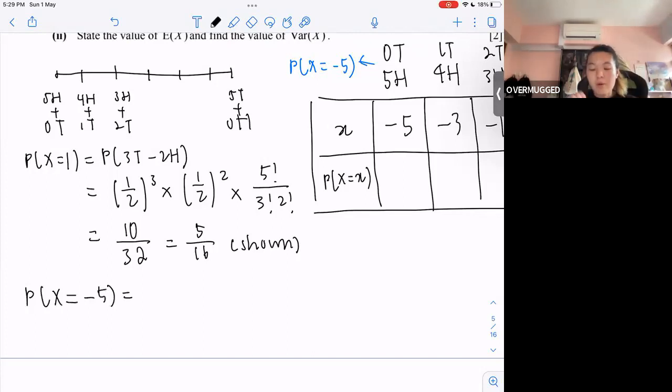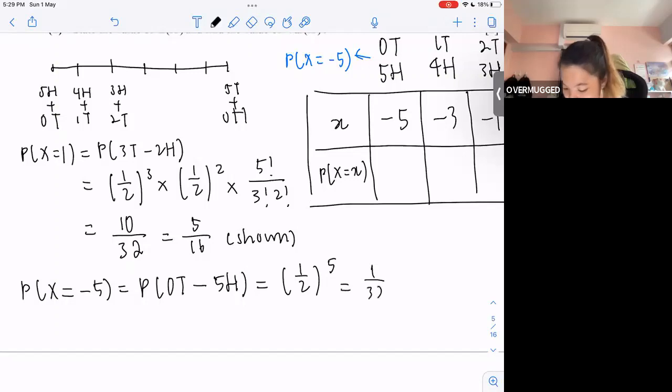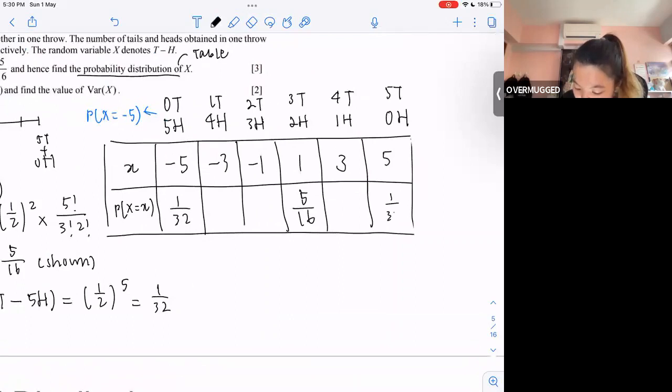This would be what? The probability of there being 0 tails and 5 hits. If I have 0 tails, then it's just going to be nothing, right? Then the 5 hits would just be half to the power of 5, which is 1 out of 32. And that should give you a clue that for your 5 tails, it will be the same. This would also be 1 out of 32.